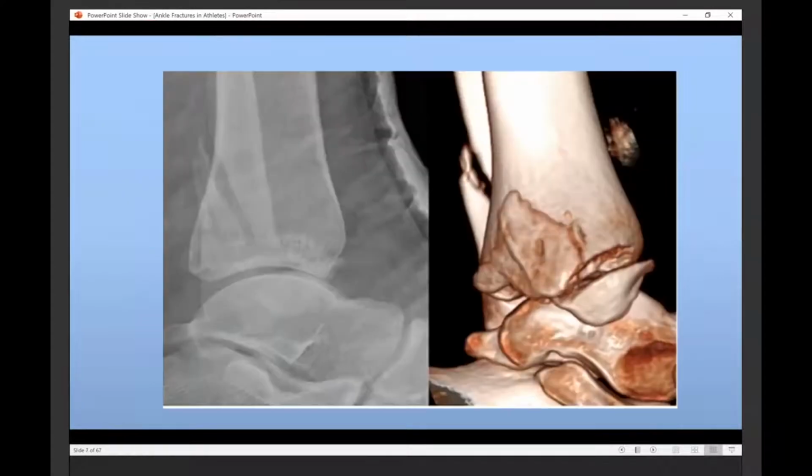So the message is, here's an X-ray on the left, here's one on the right. You don't see that medial fragment at all. You wouldn't even know it was there. They're hidden, so get a CT scan on all your ankle fractures.